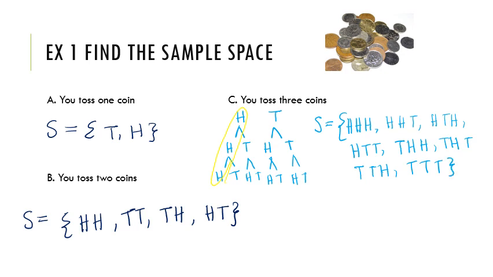Alright, and then I want to make sure I didn't miss any. So 1, 2, 3, 4, 5, 6, 7, 8. And then I'll also want to make sure that there's none that are repeating, and I don't think so. So those are all my sample spaces.